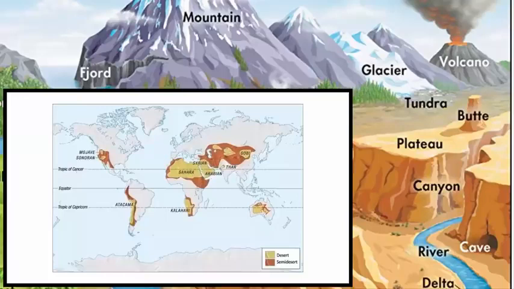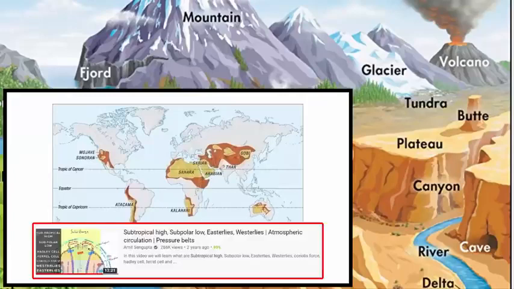Basically, a subtropical region is a high pressure zone. If you want to know why it is, then please watch this video. In this, I have explained why the subtropical region has high pressure. The link to this video will be there in the description.